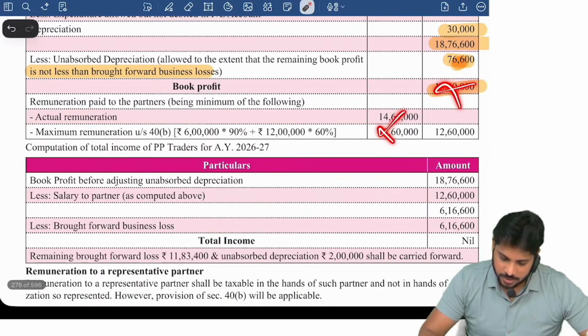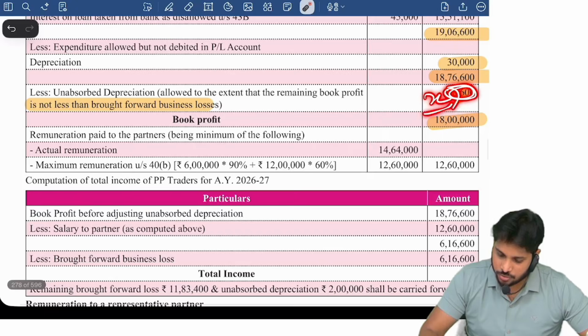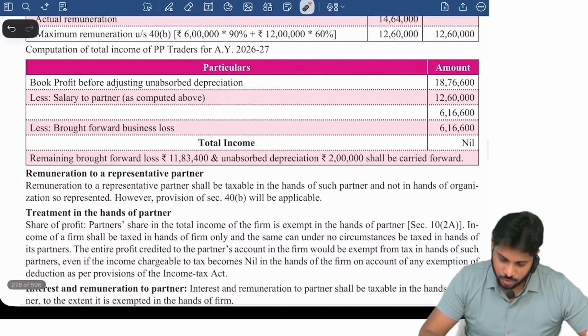Then this amount, everything will change. This actually here the answer should be 2 lakhs. You should reduce 2, then again here you should add it back.